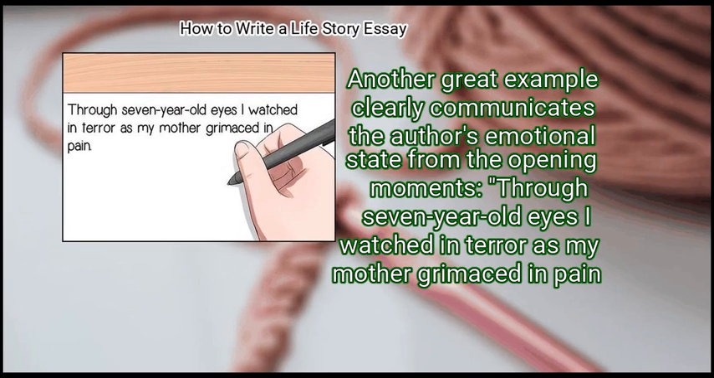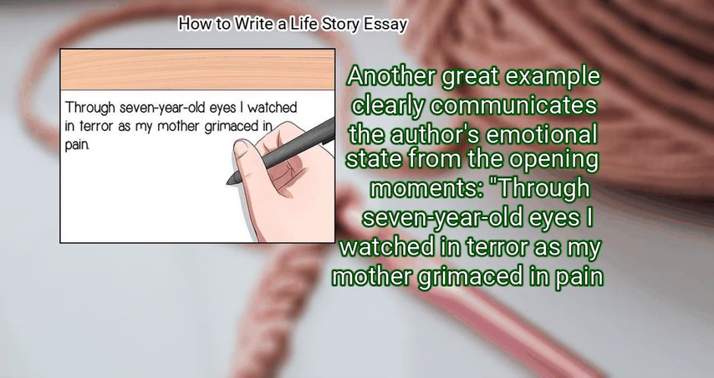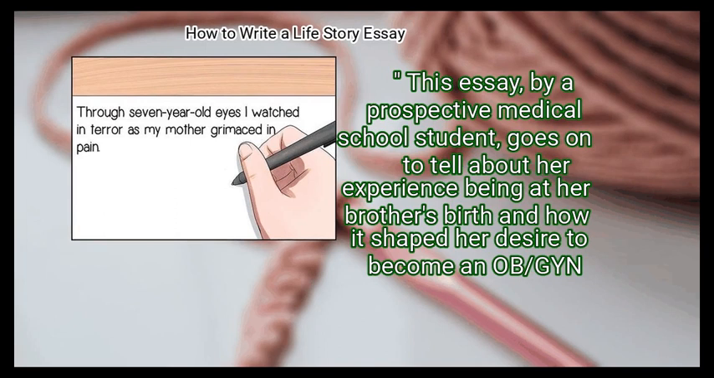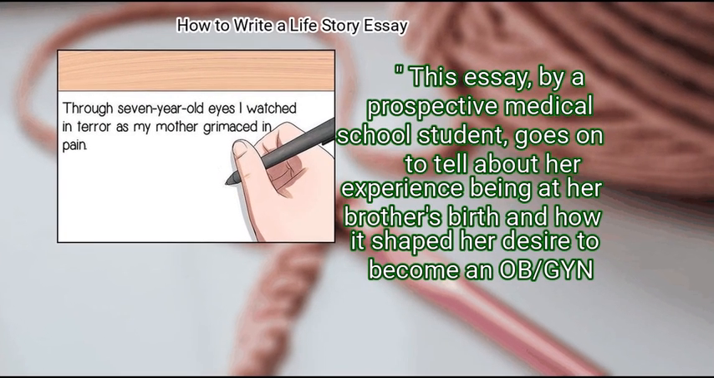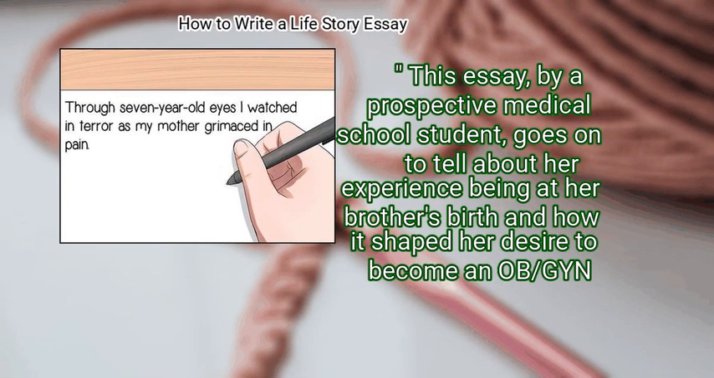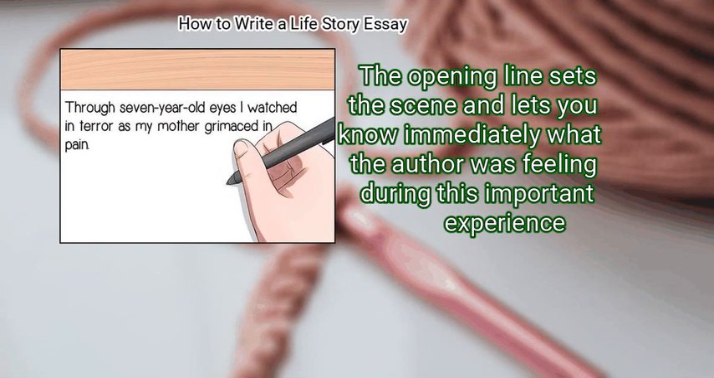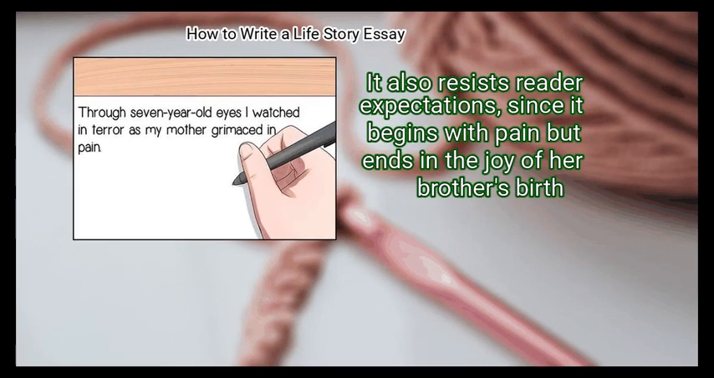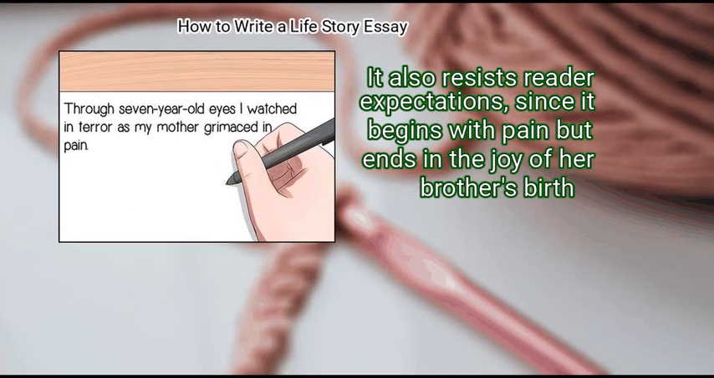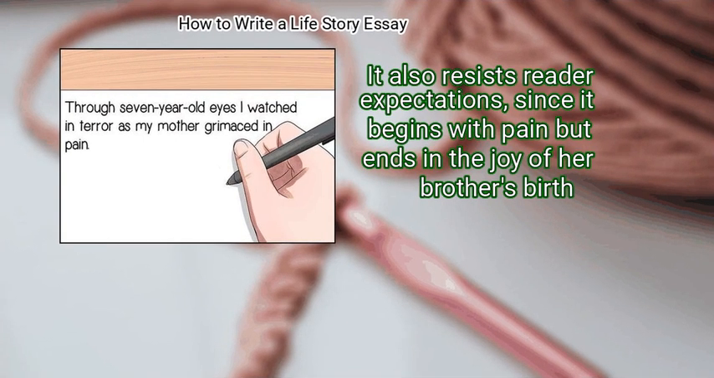Another great example clearly communicates the author's emotional state from the opening moments. "Through 7-year-old eyes I watched in terror as my mother grimaced in pain." This essay, by a prospective medical school student, goes on to tell about her experience being at her brother's birth and how it shaped her desire to become an OB/GYN. The opening line sets the scene and lets you know immediately what the author was feeling during this important experience. It also resists reader expectations, since it begins with pain but ends in the joy of her brother's birth.